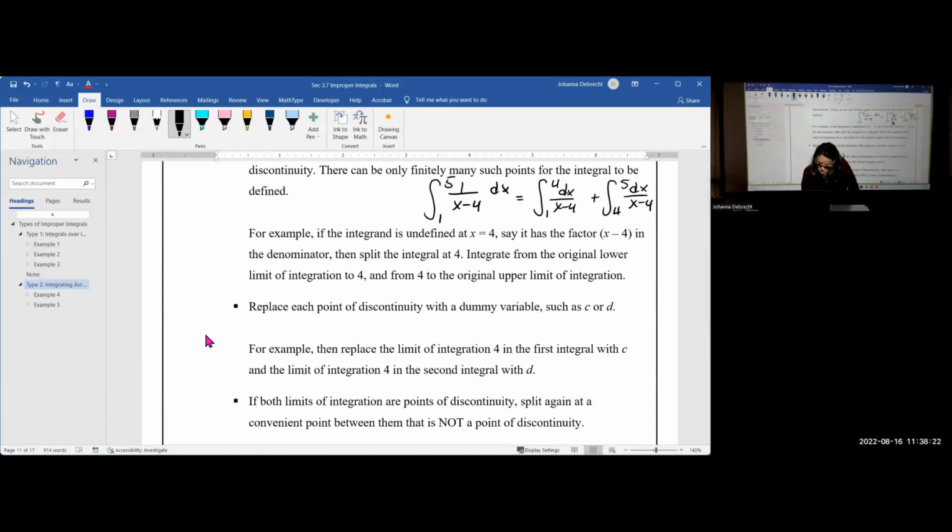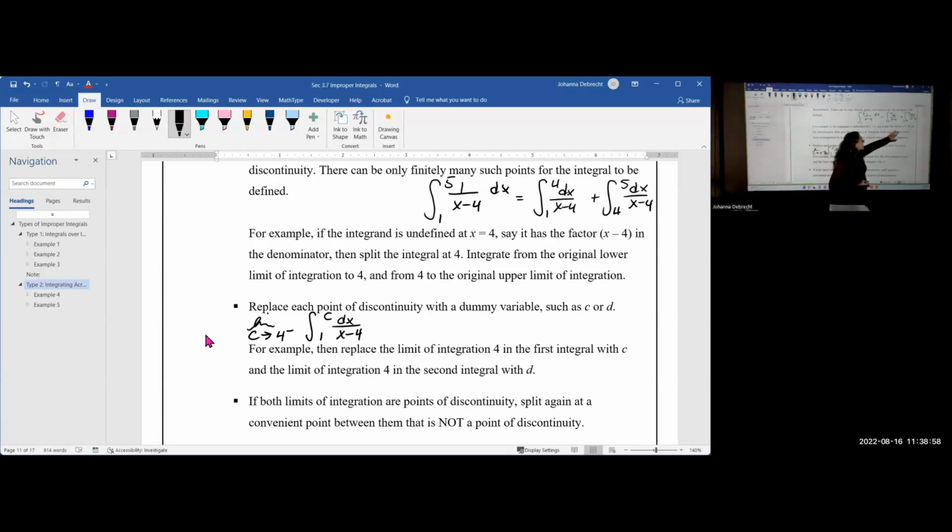So in this first integral, what I'm going to do is I'm going to replace it with a c. So I have the limit as c approaches 4, and I have the integral from 1 to c of dx over x minus 4. Now, it's not just approaching 4, it's approaching 4 from the left, right? Because it's starting at 1 and going towards 4, so it's approaching 4 from the left. So this is actually a one-sided limit. C is approaching 4 from the left, and we use a negative in the power position to show that.